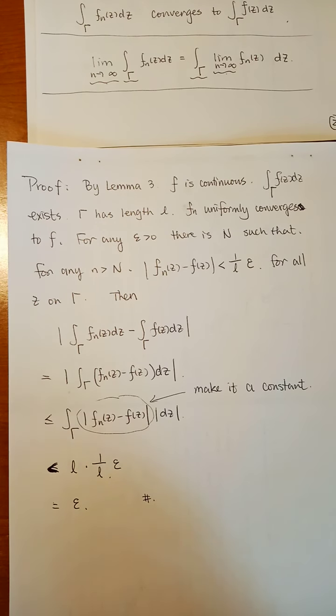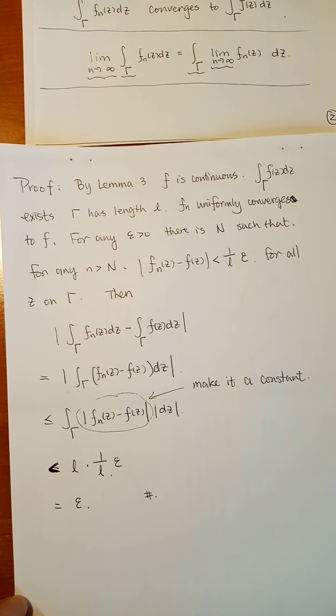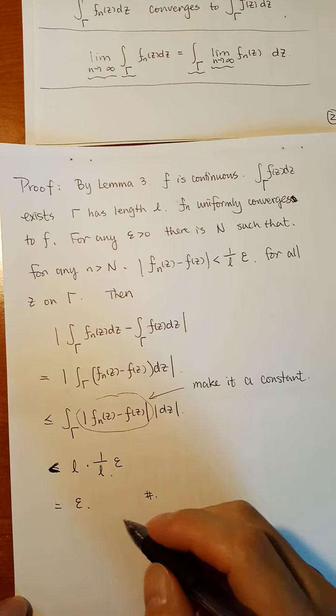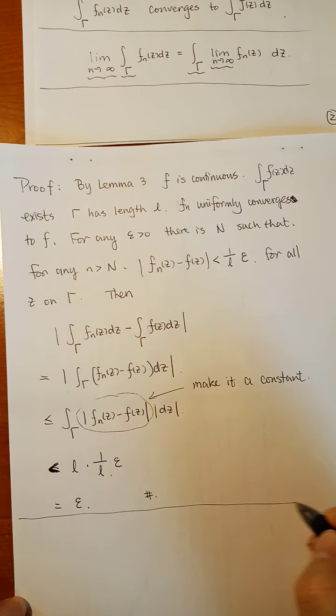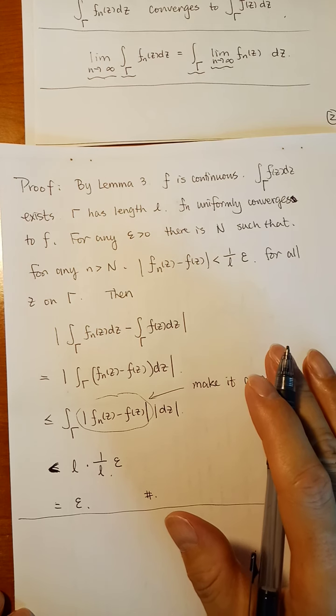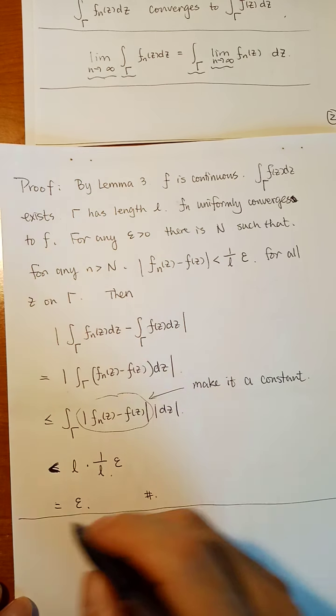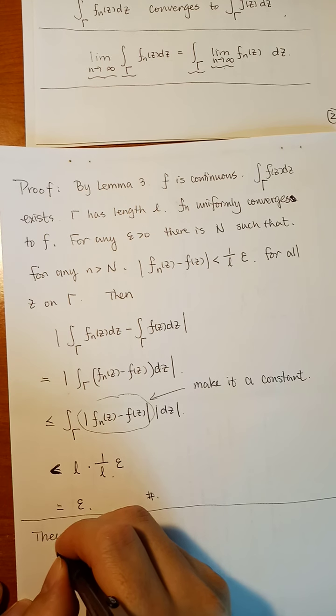Once you have uniform convergence, it doesn't matter whether you do the integral first and limit second, or limit first and integral second. You will have the same answer by theorem 8. Okay. So this is an abstract discussion because it's only related to continuous functions. Now let's apply this to our analytic function.